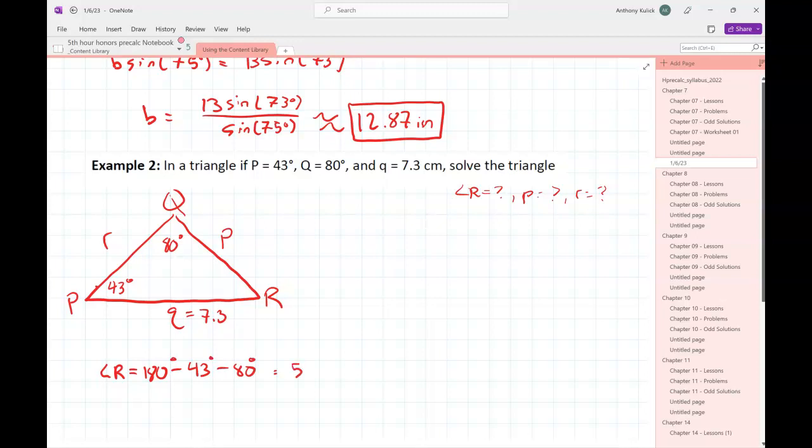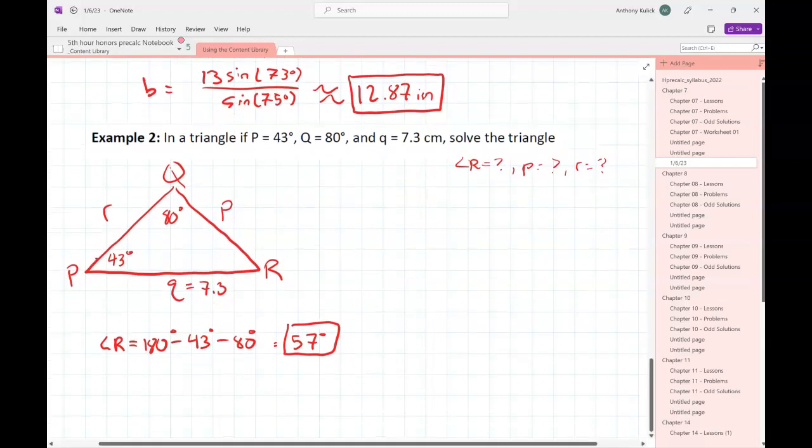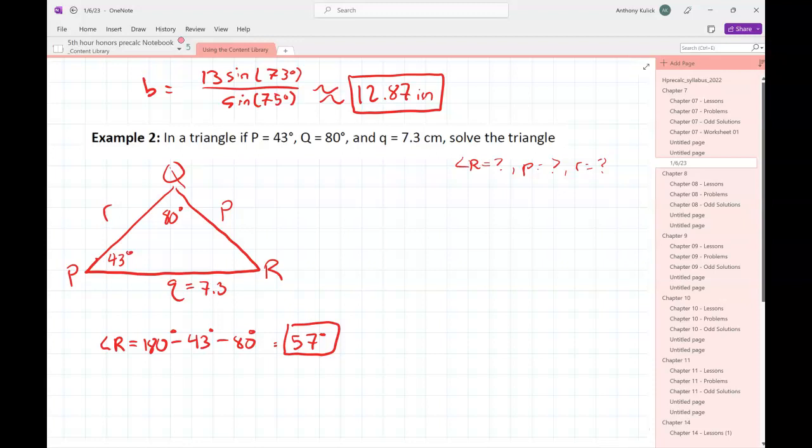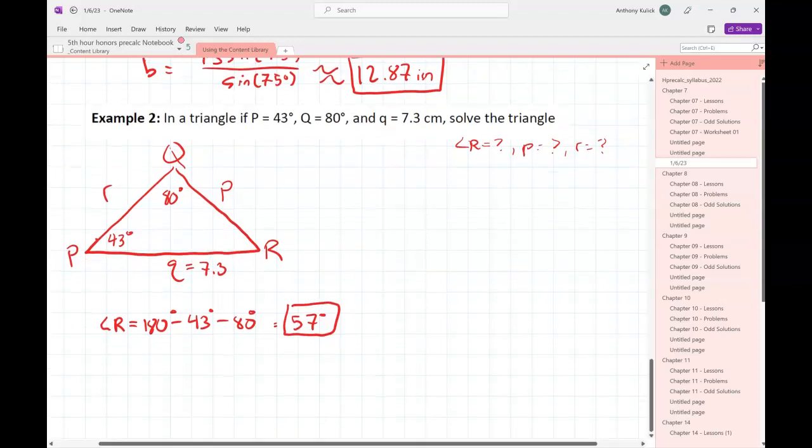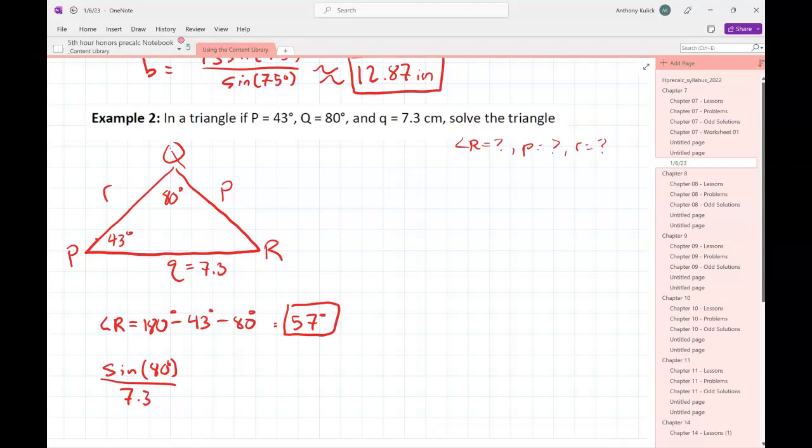What is that? 57, I think. Okay. And now to solve for side P or side R, I could do either one of them. It doesn't matter the order in which I do them. Which one do you suppose I'm going to do first? P, just because it's the alphabet. I don't have a good reason.